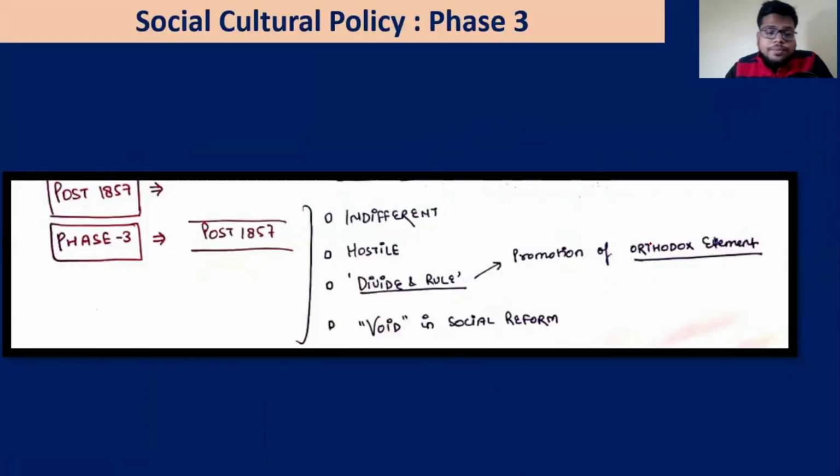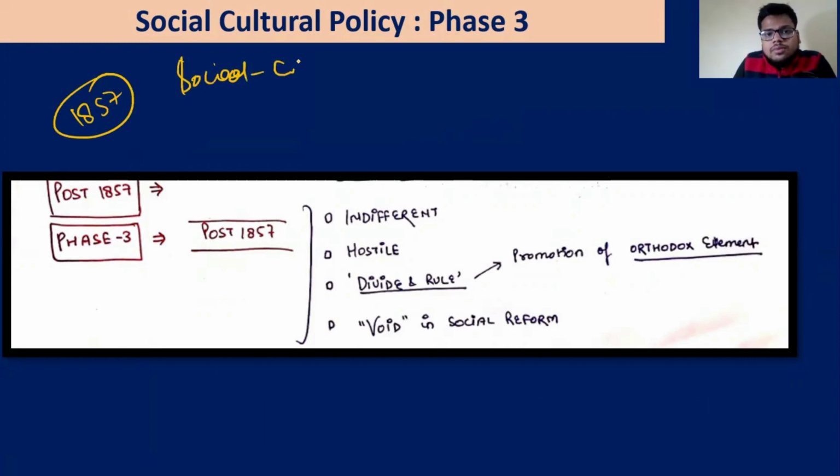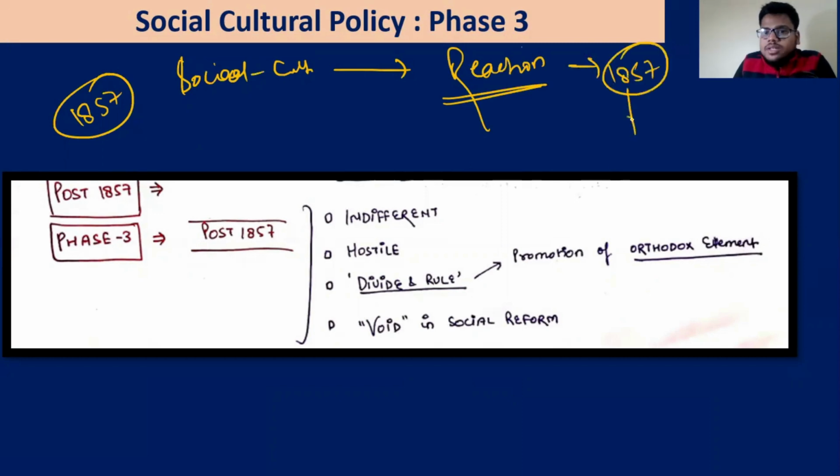And then the phase 3. Now, we'll see in the very next theme that phase 3 came up after the 1857 revolt. When they started actively intervening in the socio-cultural space, then obviously a reaction was bound to come. And the reaction came in the form of the 1857 revolt. Obviously, there were other reasons as well, but one of the reasons was the interference into the socio-cultural practices of the people. And when there is a lot of interference, the people have also reacted in the form of the 1857 revolt.